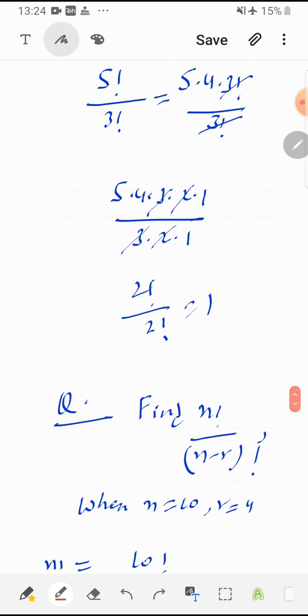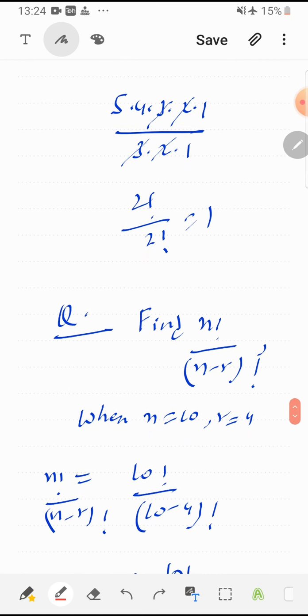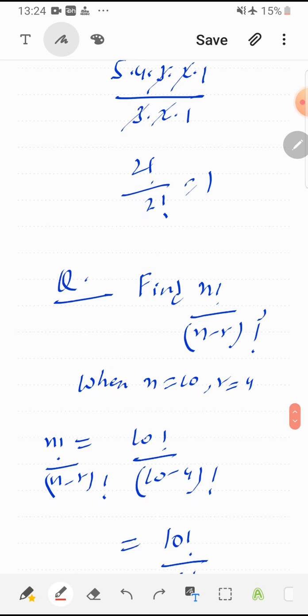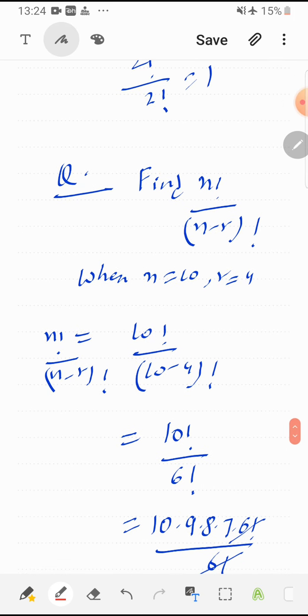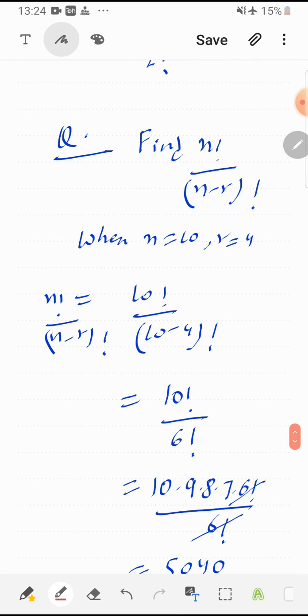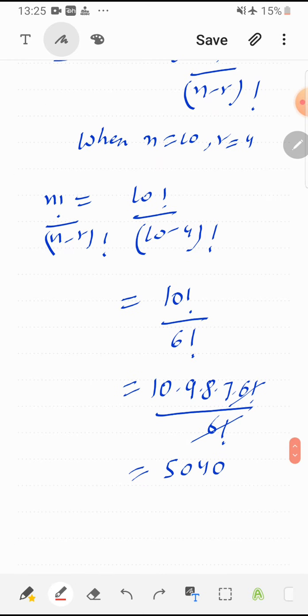So let us discuss some examples based on that. Find n factorial upon n minus r whole factorial when n is equal to 10 and r is equal to 4. So 10 factorial upon 10 minus 4 whole factorial. Now this subtraction can be done because this is within brackets. So 10 factorial upon 6 factorial. Now expand 10 factorial up to 6 factorial. So 10 into 9 into 8 into 7 into 6 factorial, and 6 factorial can be cancelled with the denominator. So the result is 5040.